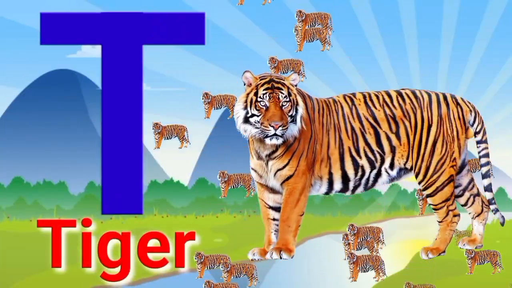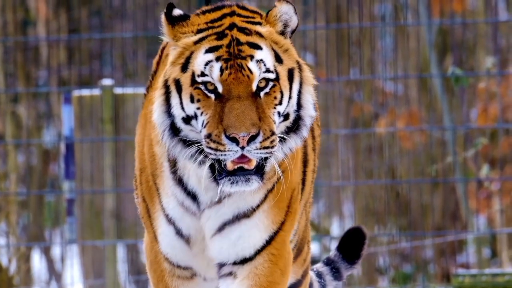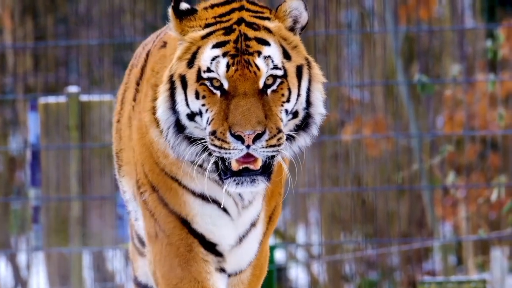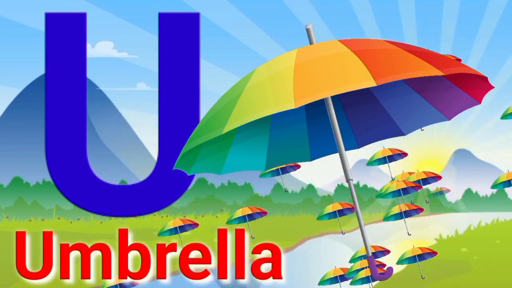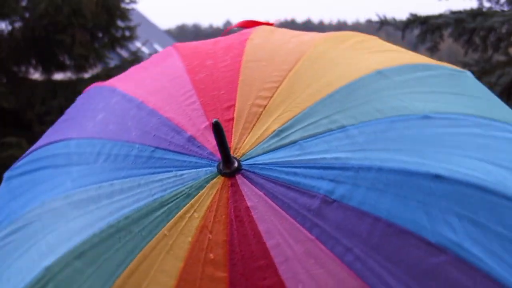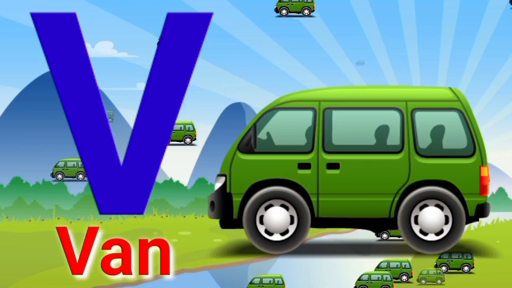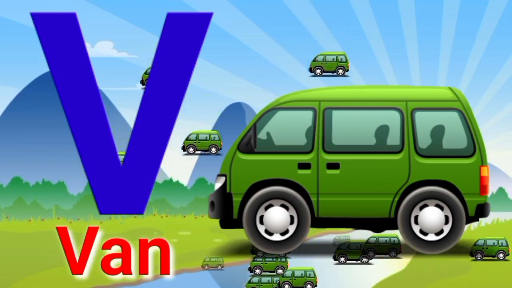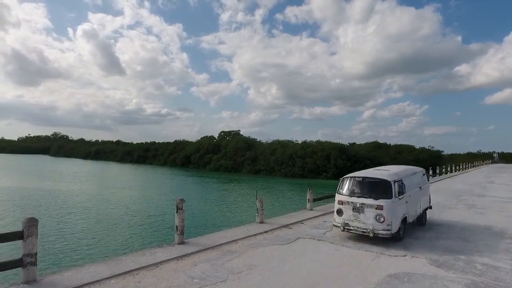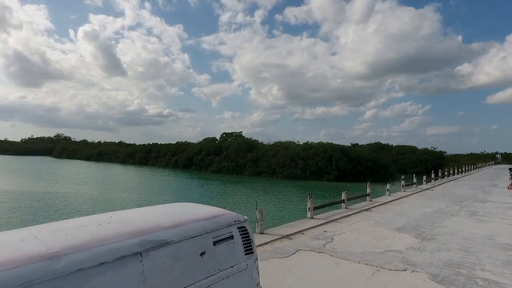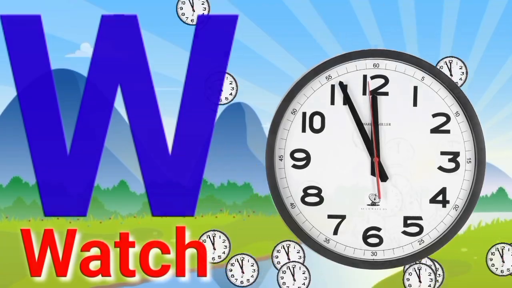T for tiger. U for umbrella. V for van. W for watch.